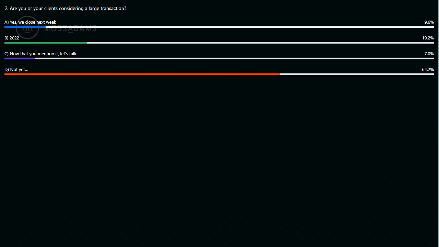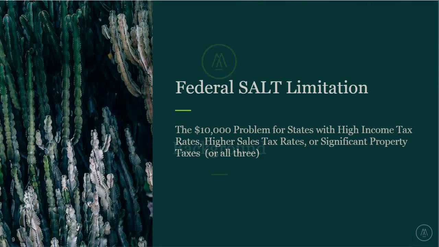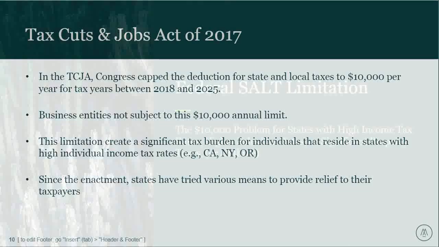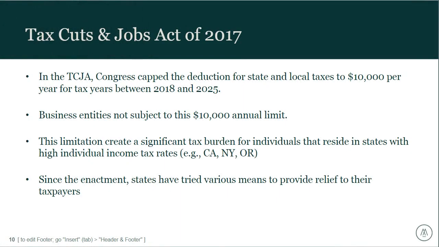All right, so let's move into a little bit of background on the federal SALT limitation. This was added as part of the 2017 Tax Cuts and Jobs Act. It became a $10,000 problem for states that have high income tax rates or sales tax rates or significant property taxes, or all three. And this basically put into place a $10,000 cap on your federal return that would limit the amount of deduction you got for state taxes paid. There was a recognition at the time that this was put into place that businesses would not be subject to this $10,000 annual limit, which is the genesis of the credit that we're going to be talking about today.